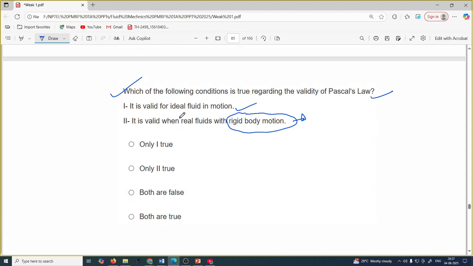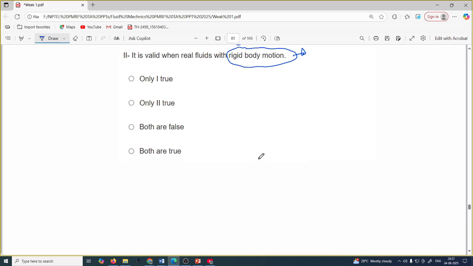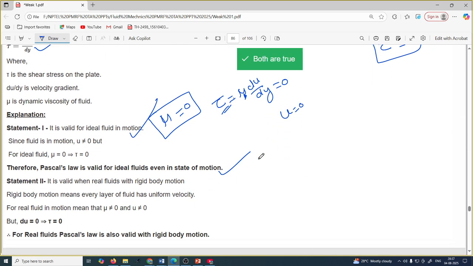Generally, remember please, it is valid for ideal fluid in motion. Pascal law, generally we discuss about the Pascal law in static fluid. But here the condition is given, the fluid with ideal condition. Fluid in motion with ideal conditions.